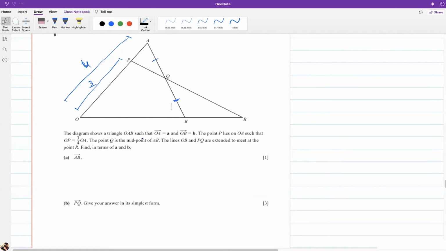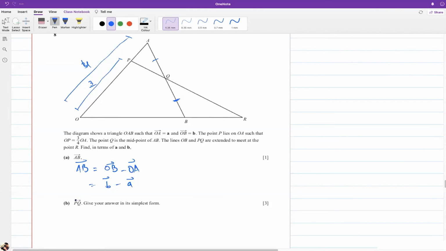The lines OB and PQ are extended to meet at the point R. ठीक है, find PQ in terms of A and B. AB क्या होगा? AB is going to be OB minus OA, as we know. So it's going to be B vector minus A vector.